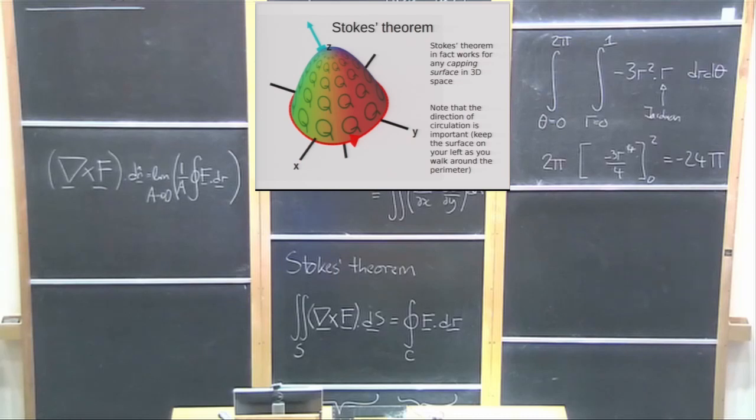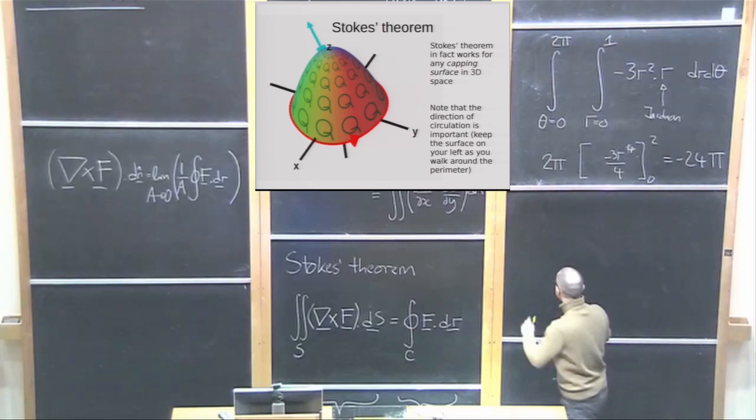These are little loops with arrows on, they're not cues. The direction of circulation is important, right? The normal expectation is that when people talk about positive or default orientation, it's such that if you're walking around your boundary, you keep your capping surface on your left-hand side. So if you imagine this as a physical hill, you'd be walking around like this, keeping it on your left-hand side. That's the normal orientation.